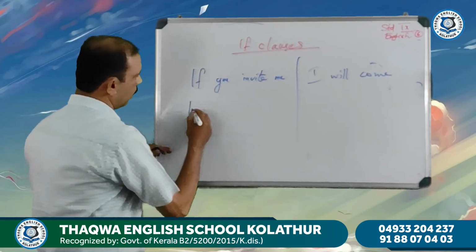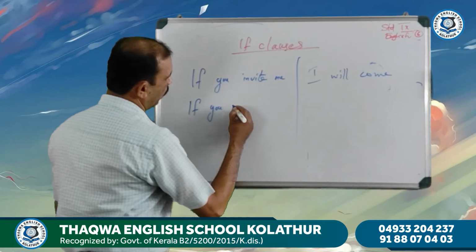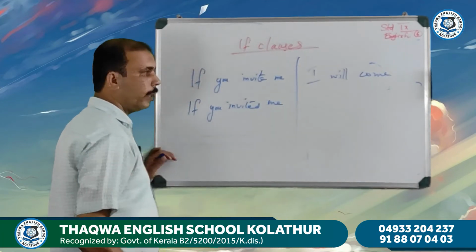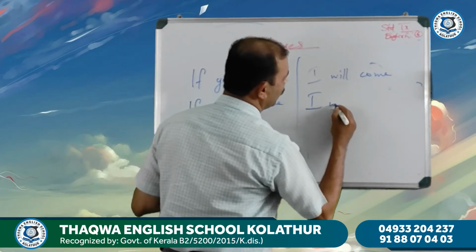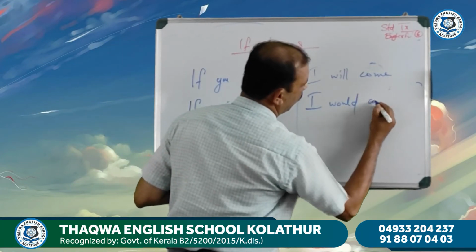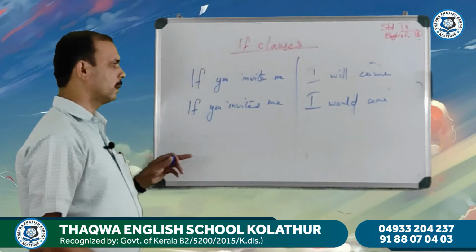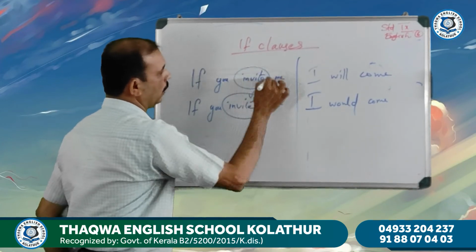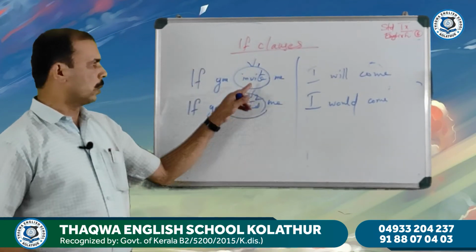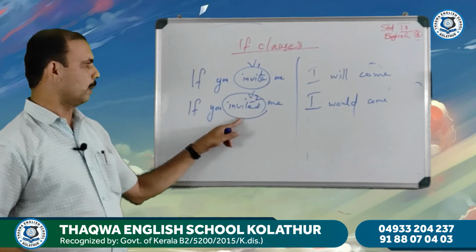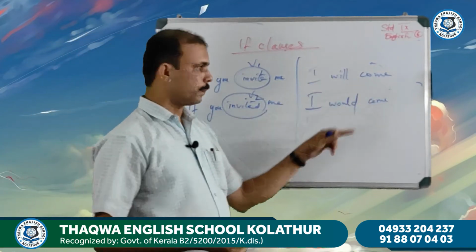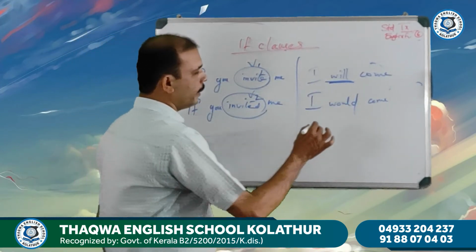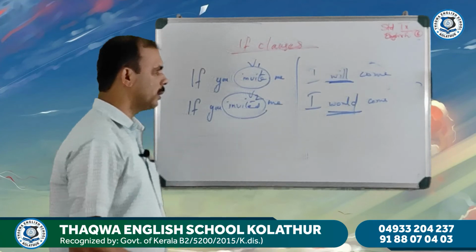Now I am writing it in another way. If you invited me, a small change is here, I would come. What was the difference? Here invited is verb 2, and there invite is verb 1. So one is in simple present, the other is in simple past. Here the auxiliary verb will is used, and here would is used. So that is the difference.